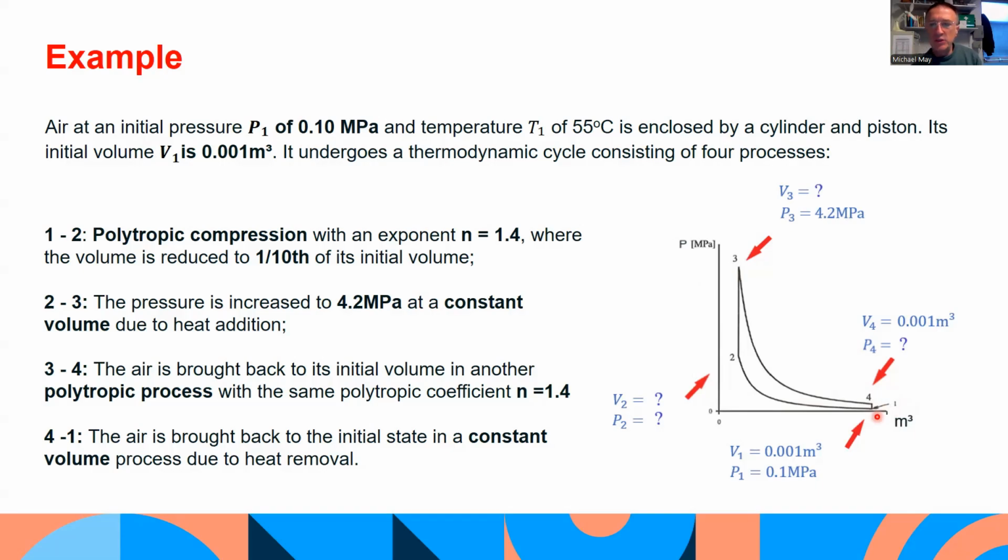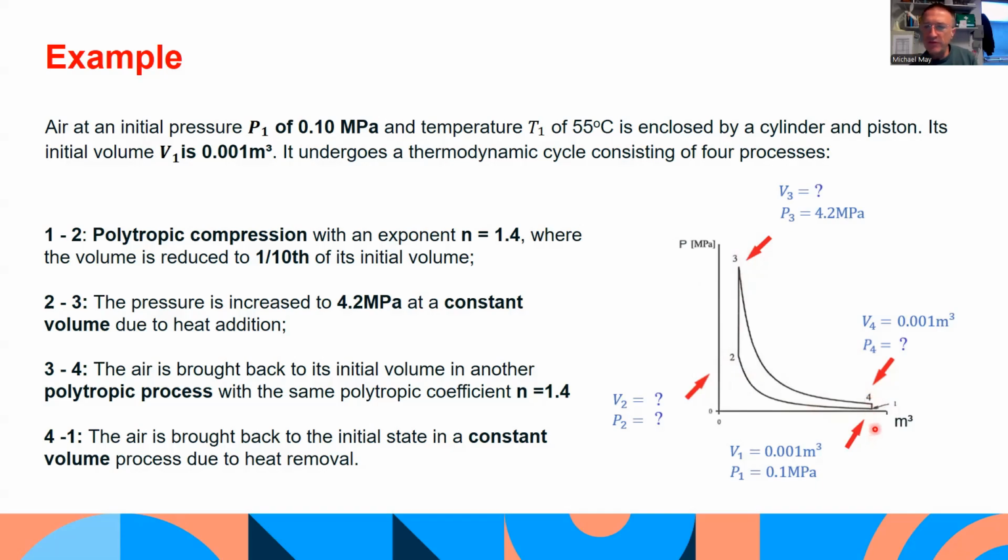So what we need to do, rather than try and plot the curve, what we needed to do was find a constant in the polytropic expression in order to plot the curves, but we're not going to plot the curves. What we're going to do is make sure that we have the volume of pressure at each of these 4 states, and then use that to calculate the boundary work, and then from that, the power as well.